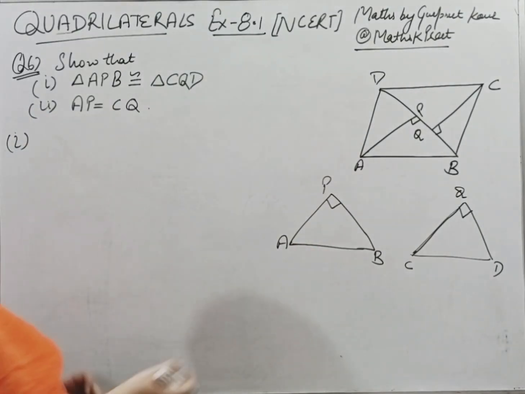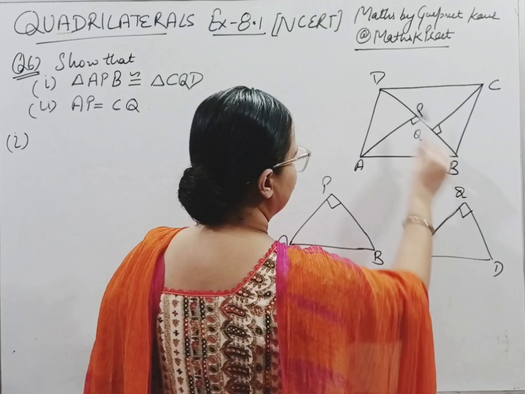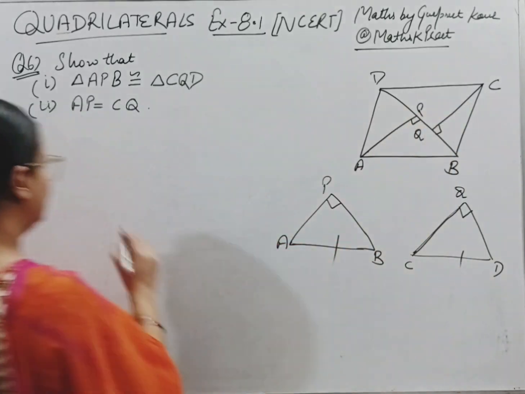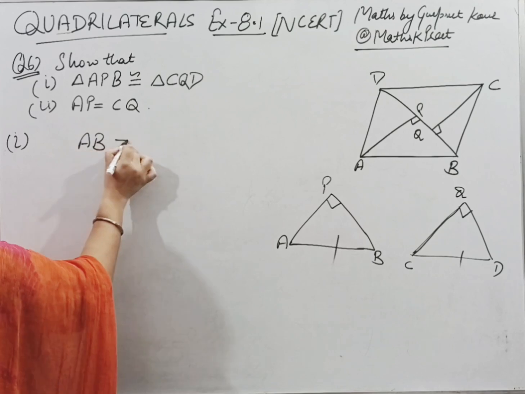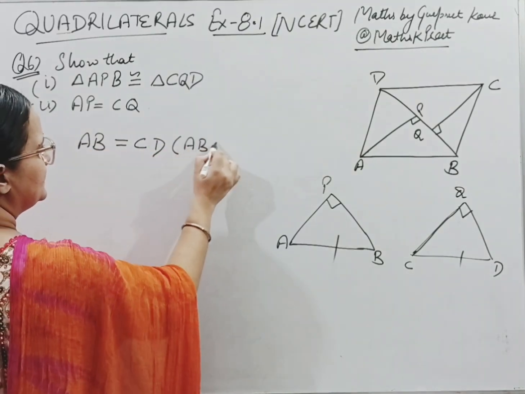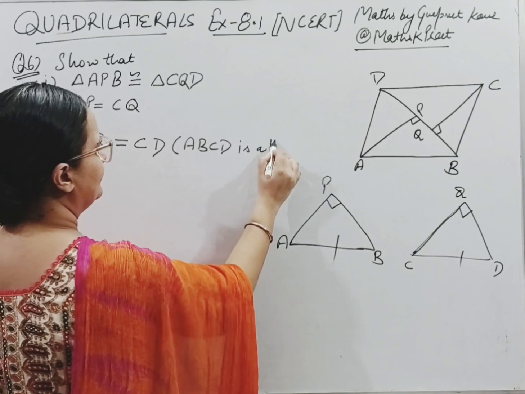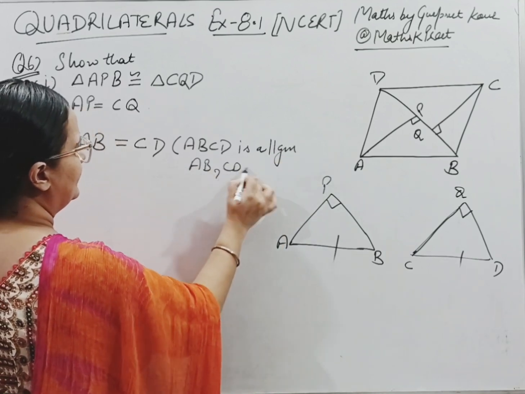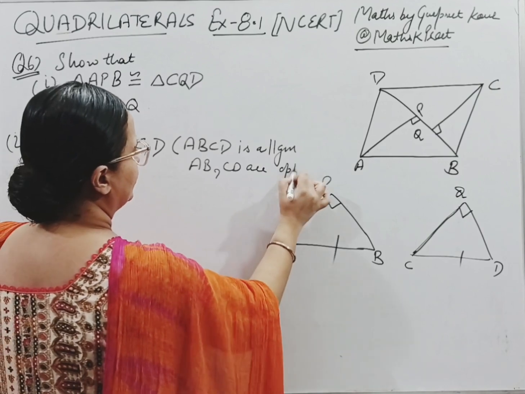So clearly, as this is a parallelogram, opposite sides of a parallelogram are equal. So AB is equal to CD. We can write AB is equal to CD. Why? Because ABCD is a parallelogram, and AB and CD are opposite sides.